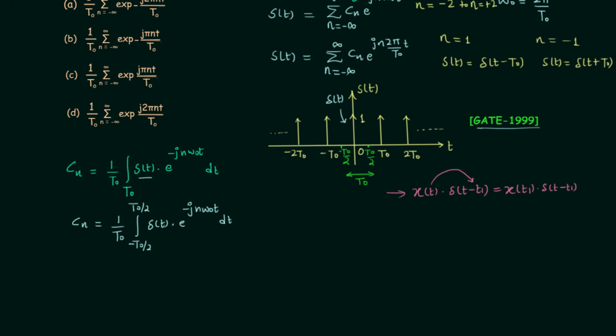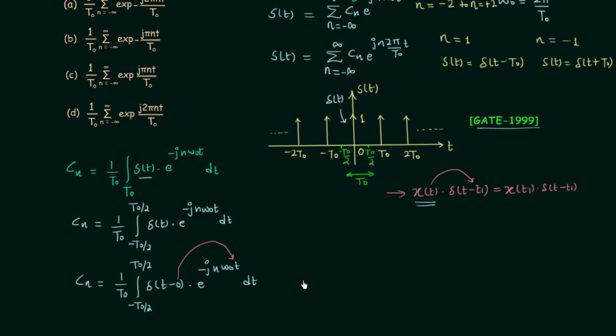In place of delta t, I will write delta t minus 0. So Cn is equal to 1 divided by t0 integration from minus t0 by 2 to t0 by 2. Delta t we can write as delta t minus 0 multiplied to e raised to power minus jn omega naught t dt. Here e raised to power minus jn omega naught t is signal xt, and here in place of t we will write 0, because in place of t we have to write t1, and t1 is equal to 0. So after this we will have 0 in place of t.